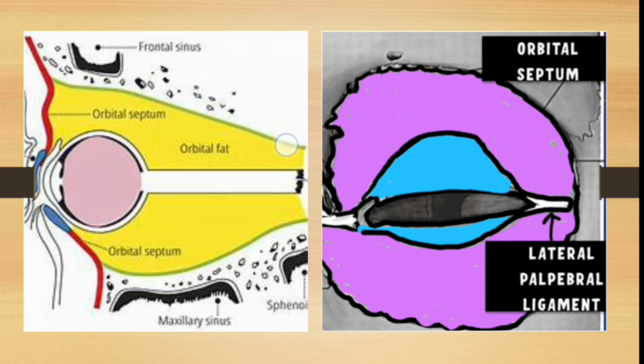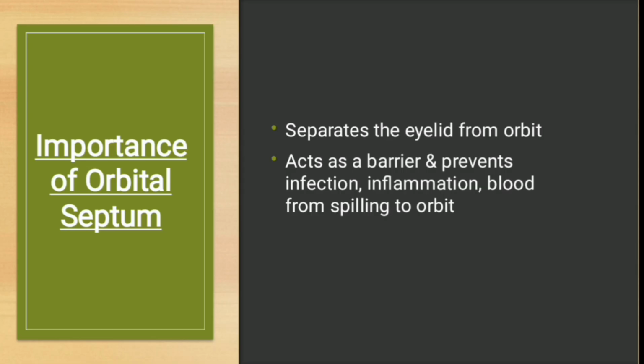So this is the orbit, a bony structure, right? This orbital septum is separating the eyelid structures from the orbit. This acts as a barrier and prevents infection, inflammation, and blood from spilling into the orbit. So this layer is very helpful when any damage to the eyelid has been caused, because it will not allow the inflammation, blood, or any other foreign particle to move towards the orbit, right?